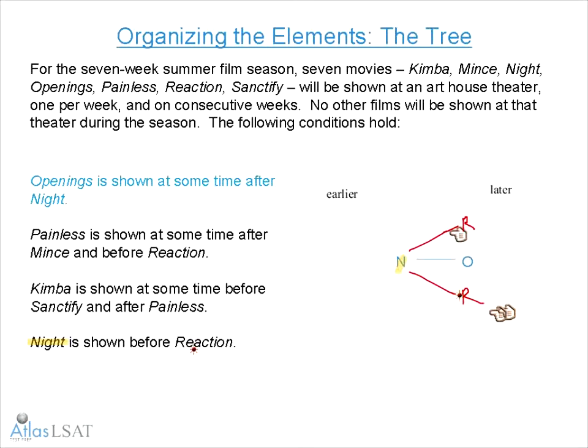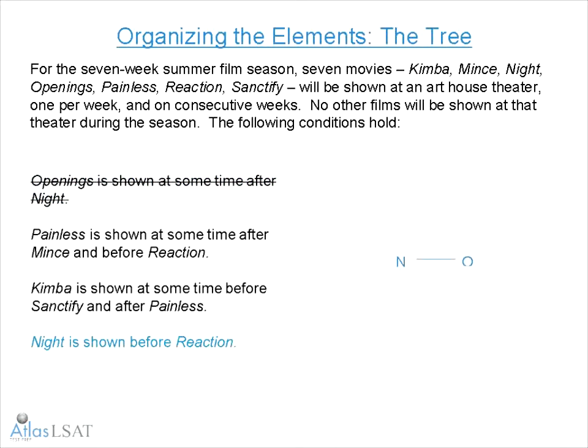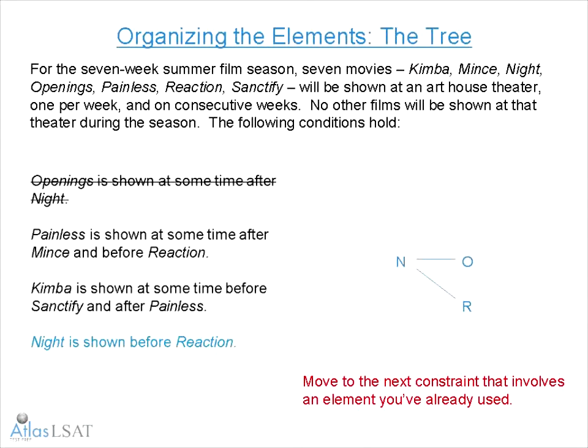Okay? So I'm going to choose to put it below. Okay? And let me diagram that. So we've got the R below the N. The key thing to remember here is always move to the next constraint that involves an element that you've already used. Okay, so that's the takeaway. You're going to use that at this point to work through the rest of this diagram on your own. So let me give you guys 1 minute to work through the remainder of the sketch.